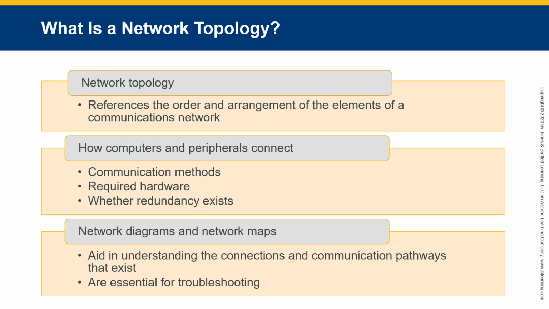So basically, we're going to talk about network topology. And what is a network topology? Well, it references the order and arrangement of all the elements in a computer or communications network. This could include phones, laptops, desktops, servers, printers, anything we can use. Even televisions nowadays are networked. So these are a lot of different things you can set up on a network topology. It's all the different nodes that are out there.